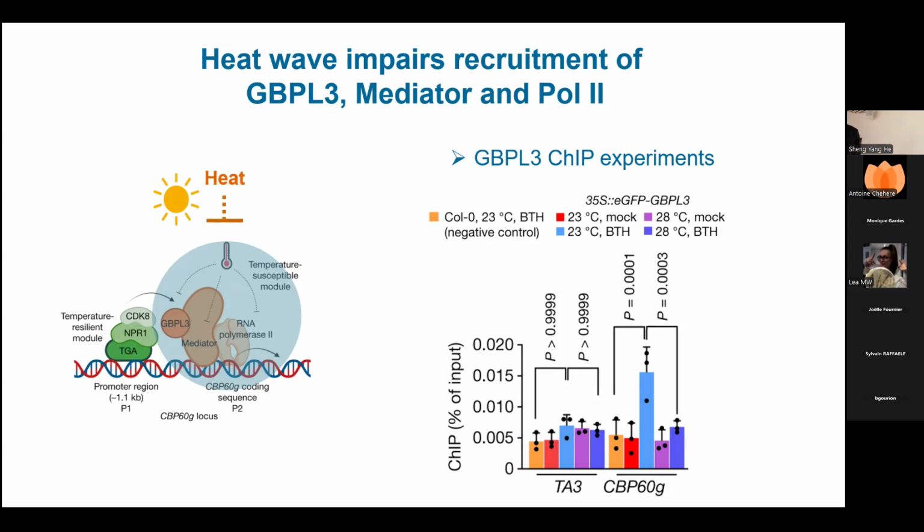I'm sorry, here. So this is a control promoter, so it should be negative. This is the CBP60G promoter. What you can see here is that at 23 with BTH, it comes up, it binds to the promoter, but at 28 degrees, it does not.